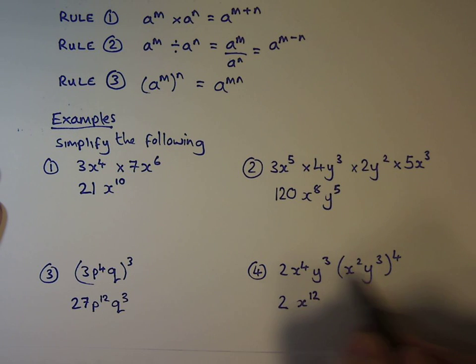Then we've got y cubed and y cubed raised to the power of 4. If you raise y cubed to the power of 4, you get y to the 12. So we end up with y cubed and y to the 12, y to the 15.